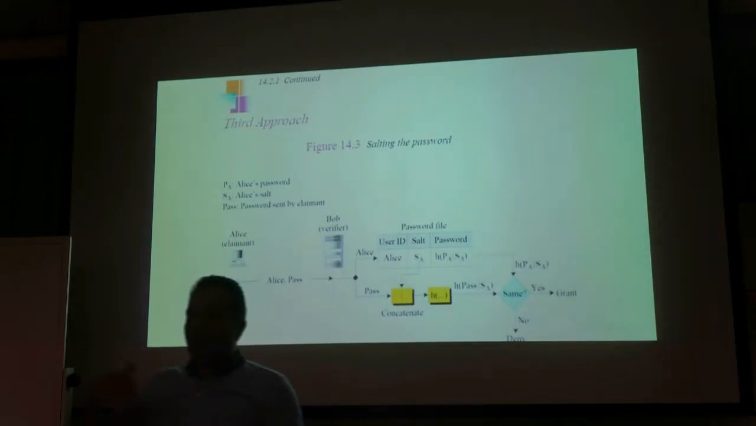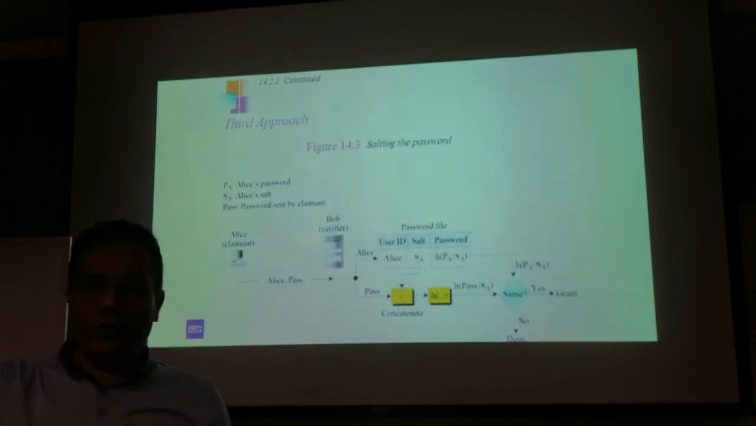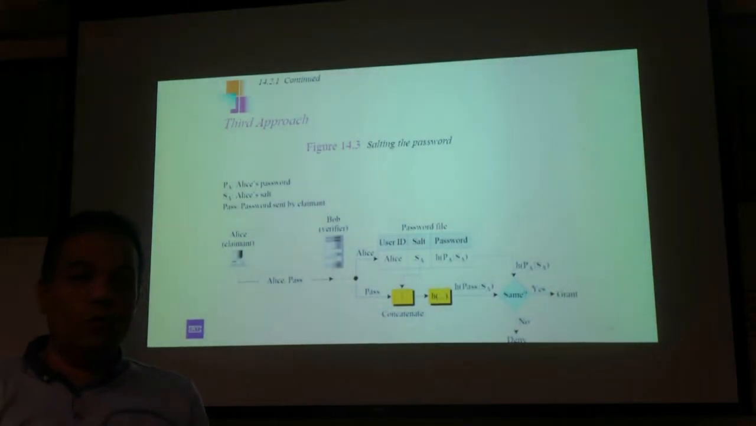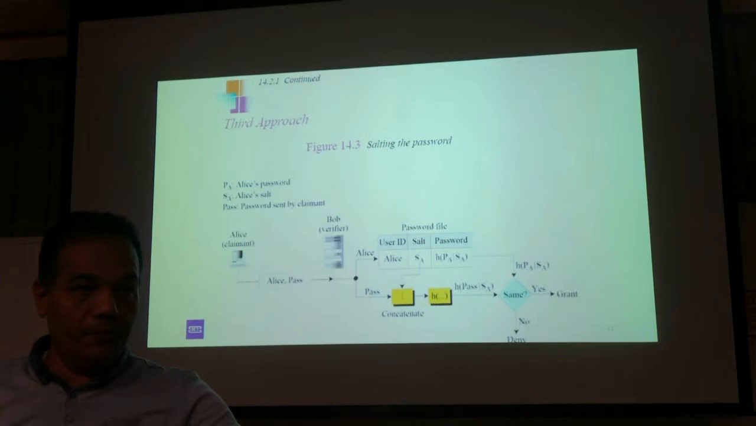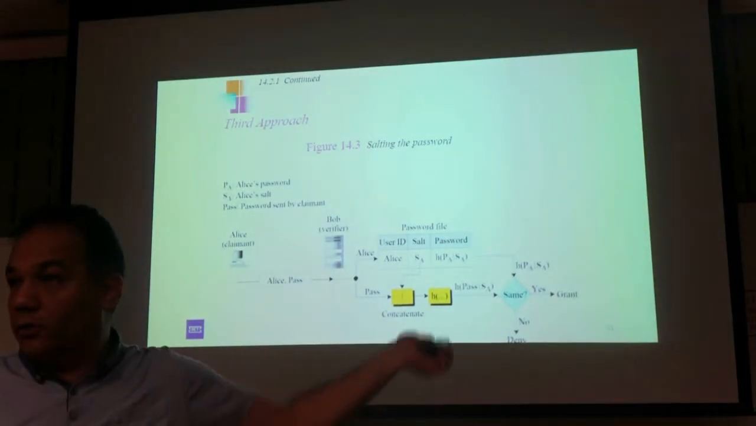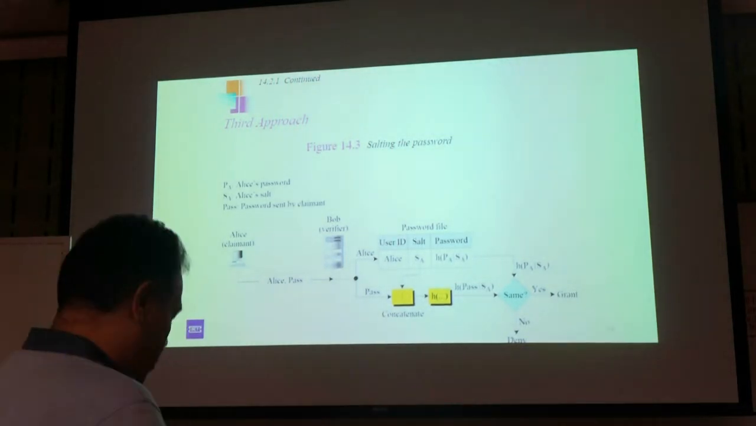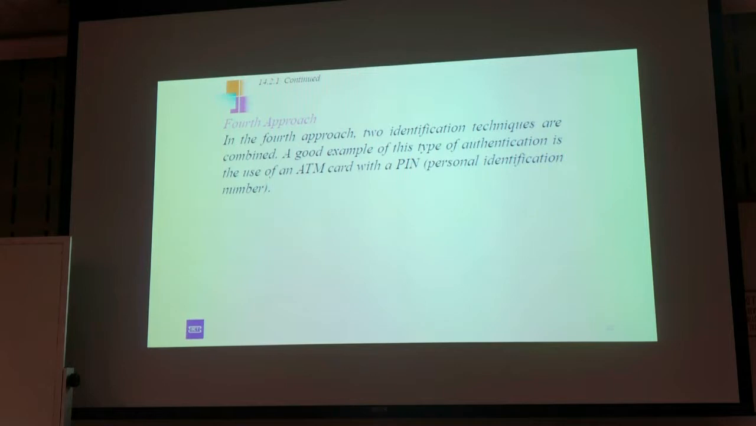So we went from a simple password file to a hashed password to a hashed password with salt. And by the way, that's how it's used in Unix. This technique in particular, that's how it is used in Unix. Do they use the same salt for all the passwords? No, it's random.